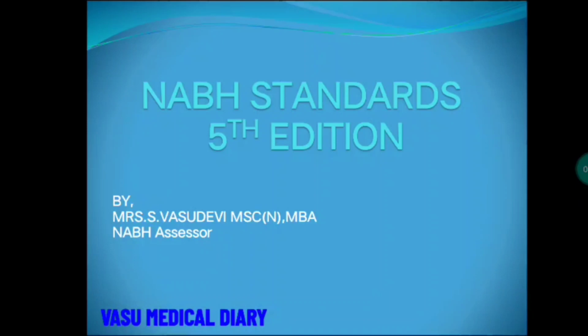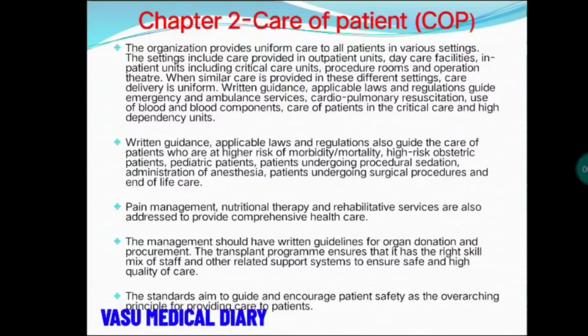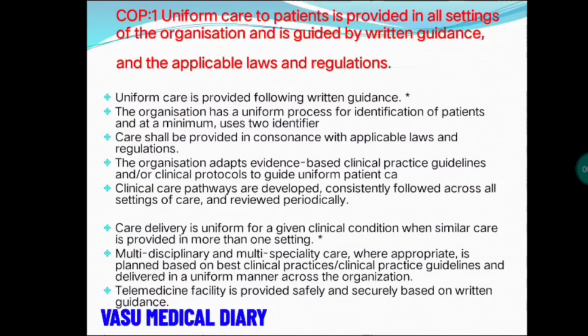Today we are going to see the second chapter of NABH Standards 5th edition. The second chapter has 20 standards and 142 objective elements. So chapter 2 is Care of Patient, COP. In that, the first standard: uniform care to patient is provided in all settings of the organization and is guided by written guidance and the applicable laws and regulations.